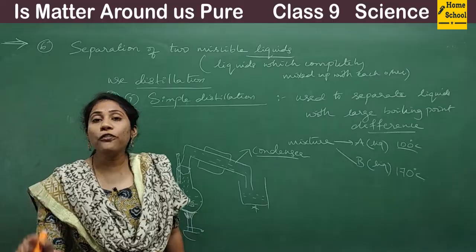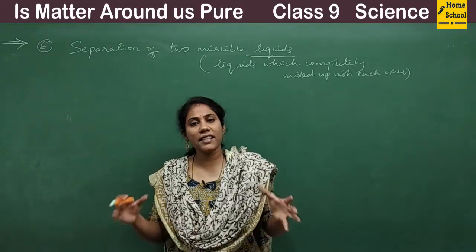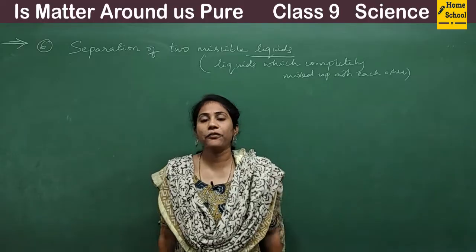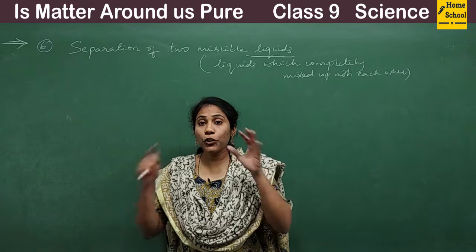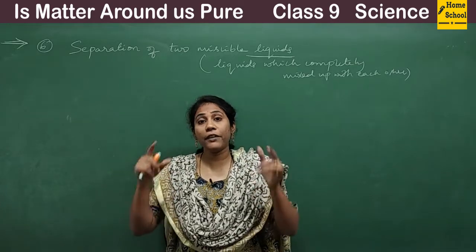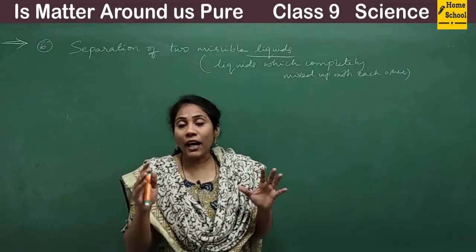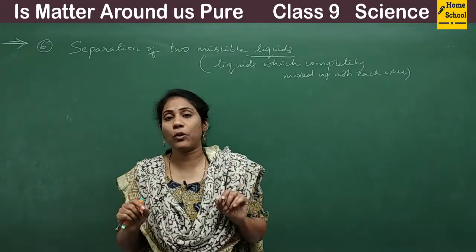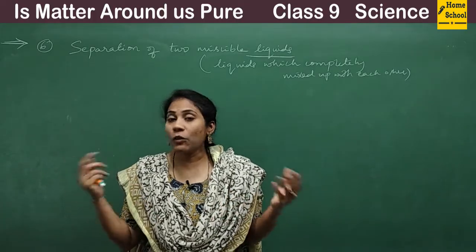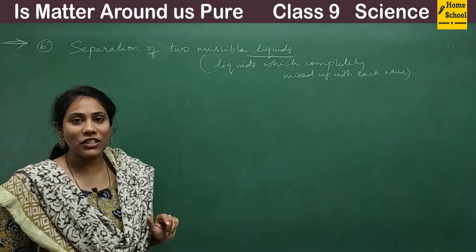Now let us go for fractional distillation. See guys, this fractional distillation is very important and very different. In simple distillation, I said that two liquids can be separated if they have a large difference in their boiling points. Now, if two liquids have very, very little difference in their boiling points, then how can we separate them? We can separate them by fractional distillation.